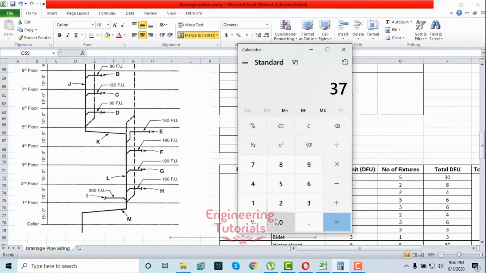That is 370 plus branch E is 150, F is 180, and G is 190, H is 160, and I is 200. So the total fixture unit value to calculate the size of this stack L is 1250 fixture units.